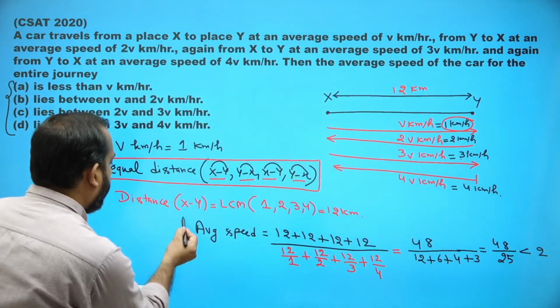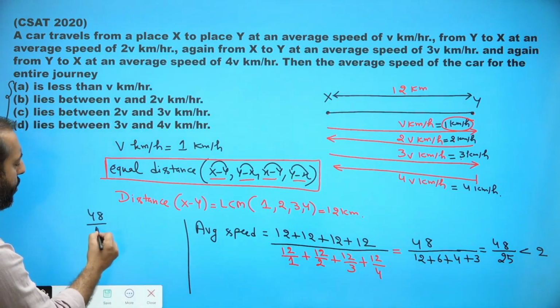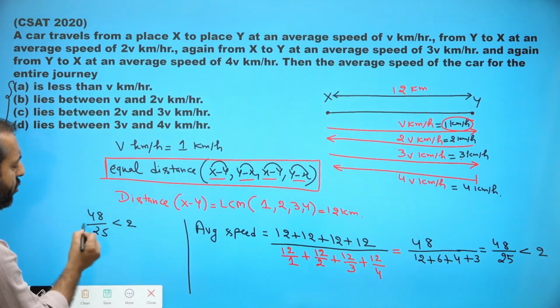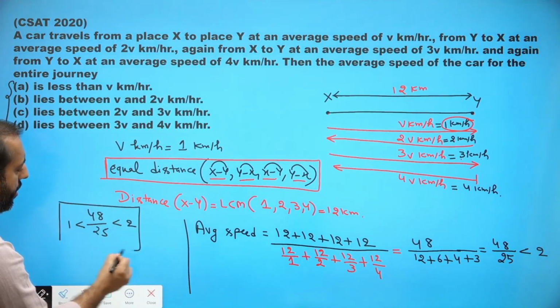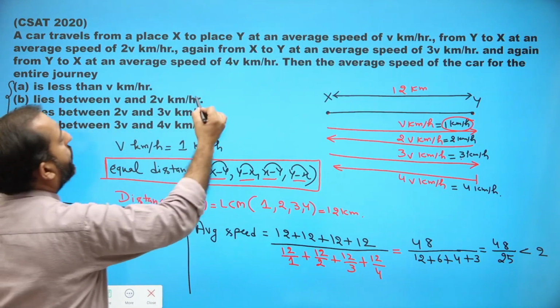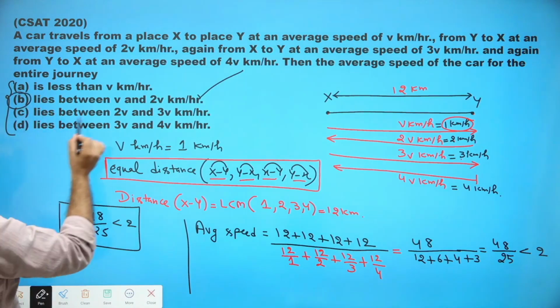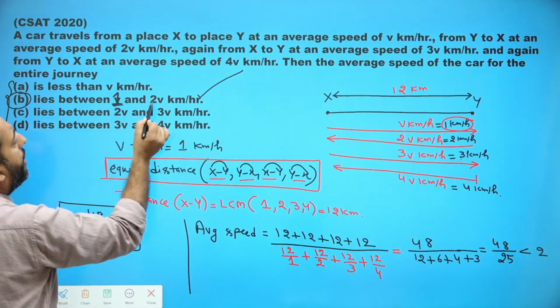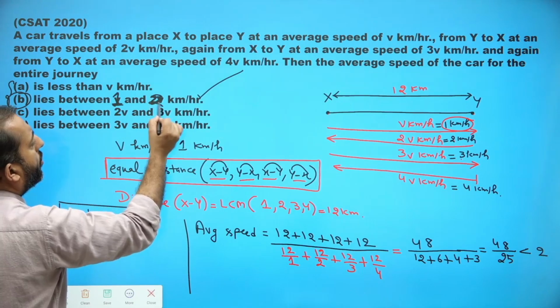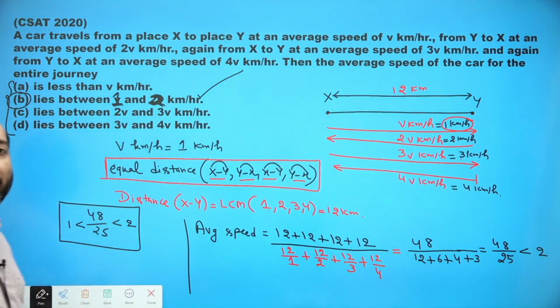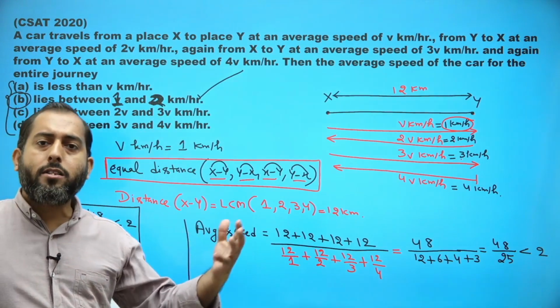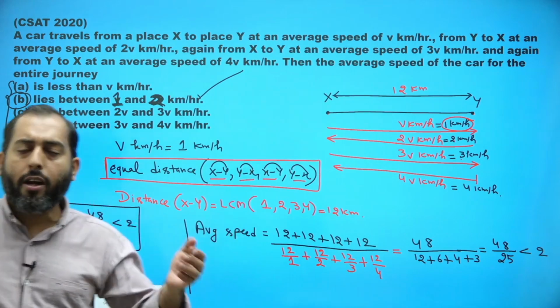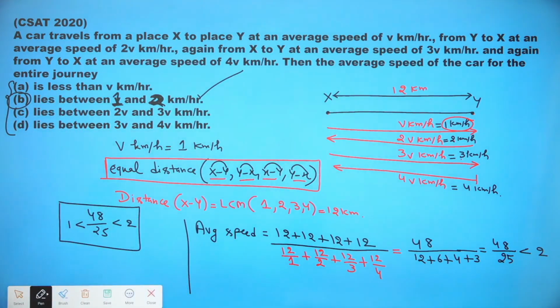At the same time, let's talk about this value, 48 upon 25. This value is less than 2 and more than 1. So my right answer over here should be option B. Why? Because we have assumed B to be 1, and then 2B was what? 2. So my answer should lie between 1 and 2, which means my answer should lie between B and 2B. Kindly make a note of it. I hope guys this is clear to everyone.